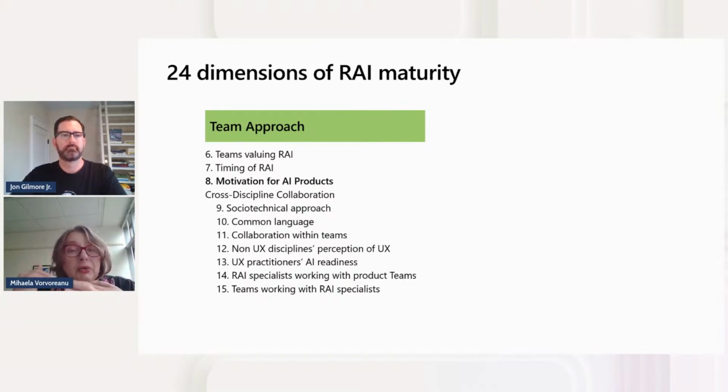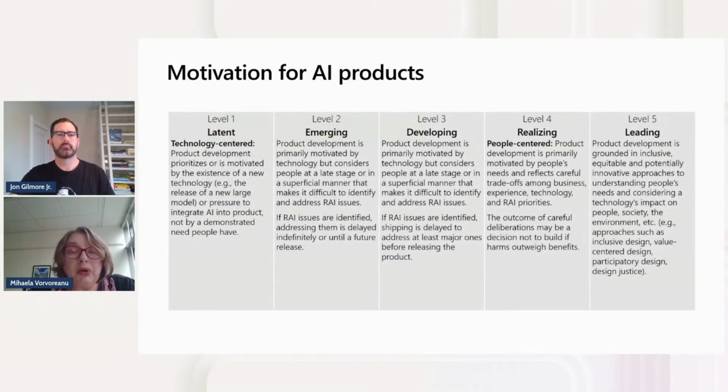Also, in this category with team approach, the top dimensions, 6, 7, and 8, are about the cultural approach and how the team values responsible AI and whether it starts working on it very early in the process. That would be a more mature approach. But let's take a look together at dimension number 8. What is the motivation for developing AI products in the first place? And what we see here is that in a less mature approach, the motivation is technology centered.